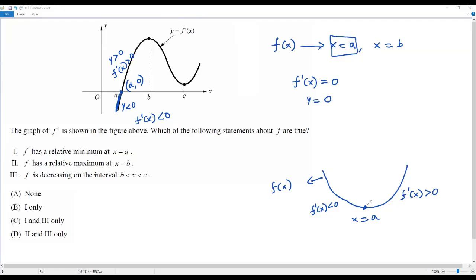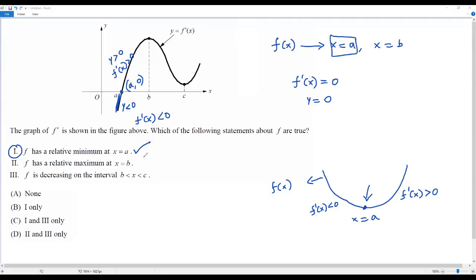Now consider the point at x equals a for the function f of x. Is it minimum or maximum? Clearly it's minimum, because we have this point at the bottom. Already we know that we have a relative extrema for f of x at x equals a. Since this point is minimum at x equals a, we have a relative minimum at x equals a for the function f of x. So this is exactly said by statement 1, that is f has a relative minimum at x equals a. So the first statement is true.